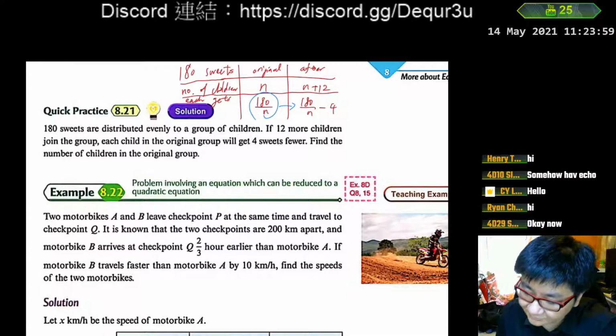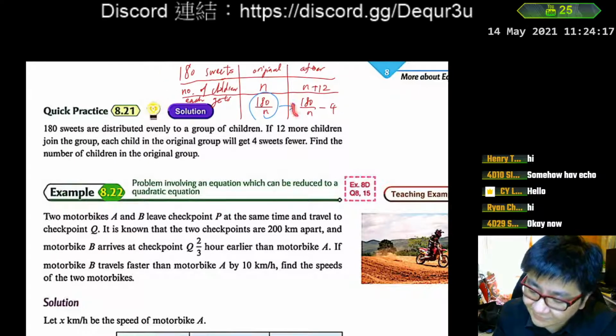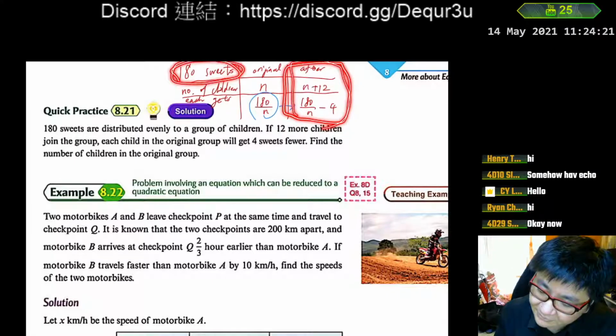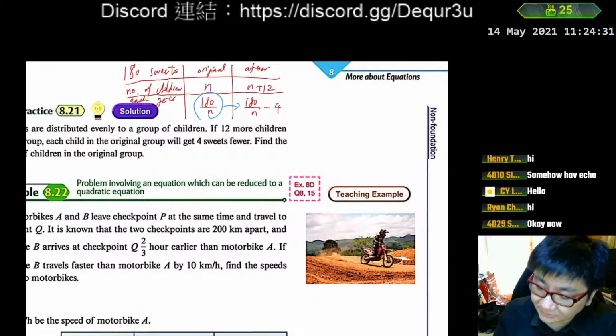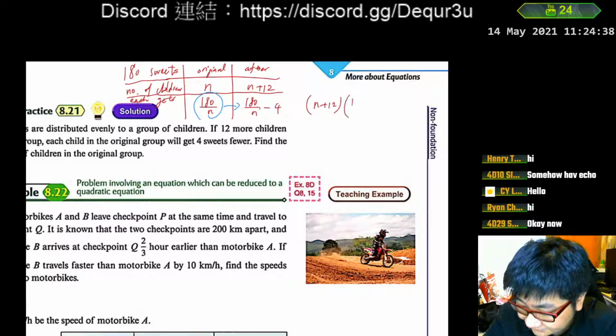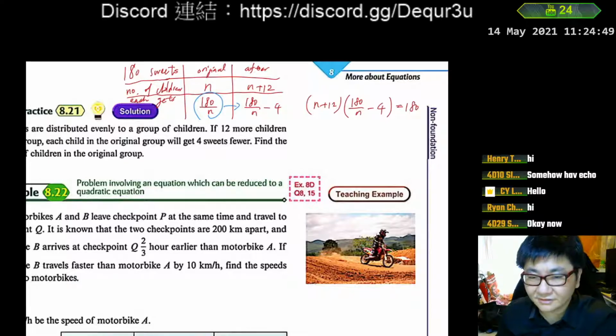Now we can try to set up an equation. After understanding the situation, how can we set this up? From beginning to end, we are still having 180 sweets altogether. Even for the after, we are still distributing the 180 sweets. So the total number of children times what each of them gets will be 180. Therefore n plus 12 times 180 over n minus 4 equals 180. Because the total number of sweets is still 180, nothing has changed.